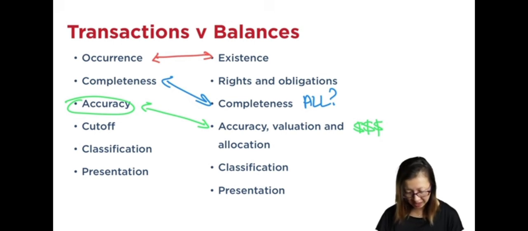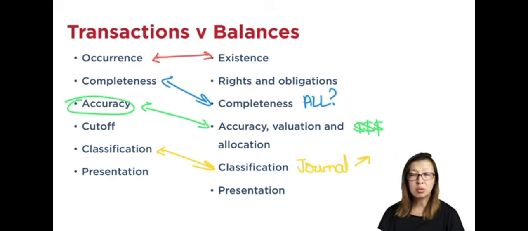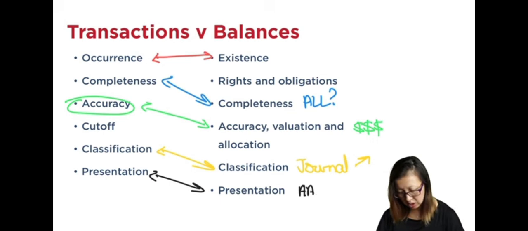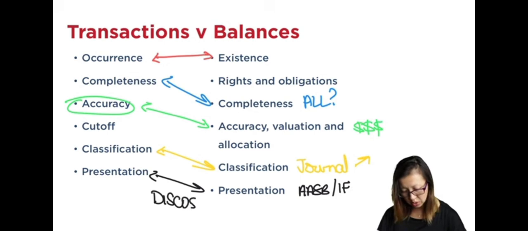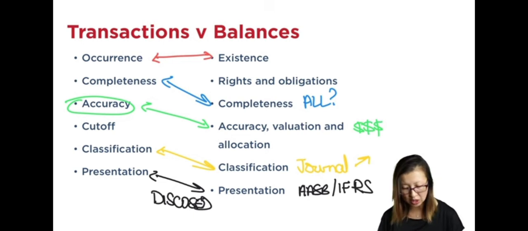You'll notice that classification is the same for both of them. Again, that's making sure that things are in the right spot on the financial statements, on the income statement or on the balance sheet. My debit and my credit, my journal entries have resulted in the right categorization of items. And then the final one is presentation and disclosure, which is the same again, which is making sure that everything is presented and disclosed appropriately in accordance with our applicable financial reporting framework. So that's assertions in a nutshell.